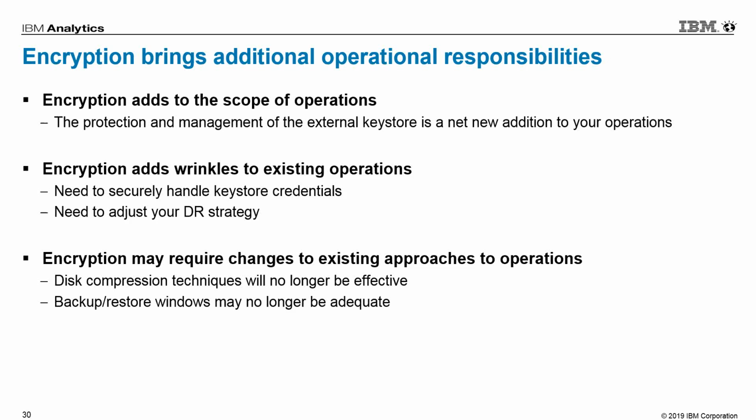needed to access the Keystore. As well, you need to adjust your disaster recovery strategy to account for the Keystore and all the things I mentioned earlier. So you need to look at your existing plans and say, oh, we've got to add the Keystore, and where are we going to get the backup, and how will we deploy it, etc. And then finally, encryption may actually require changes to your existing operations, because it's going to impact the performance and how things work. I have some more slides on this in a second, but particularly disk compression techniques used for backup is a major impact, and the windows used for backup and restore may no longer be adequate. They may not be long enough.